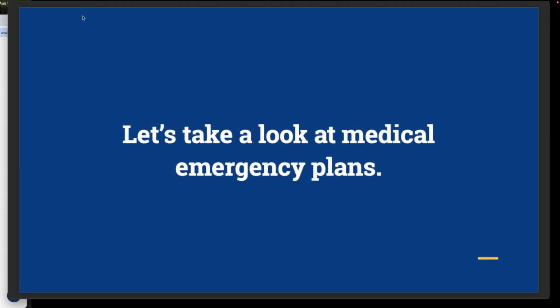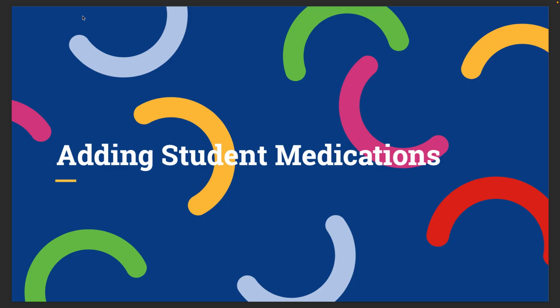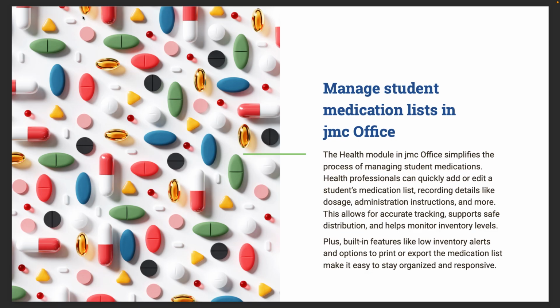We'll keep moving forward here, and we'll talk about the medication log. So to start, you have to add a student's medication. The health module in JMC Office simplifies the process of managing student medications. Health professionals can quickly add or edit a student's medication list, recording details like dosage, administration instructions, and more. This allows for accurate tracking, supports safe distribution, and helps monitor inventory levels. Plus, built-in features like low inventory alerts and options to print or export the medication list make it easy to stay organized and responsive.